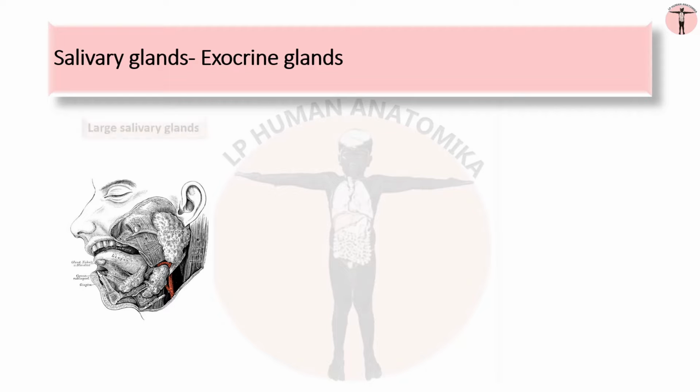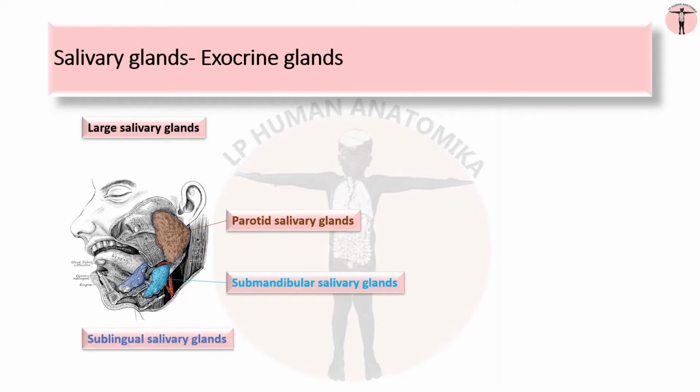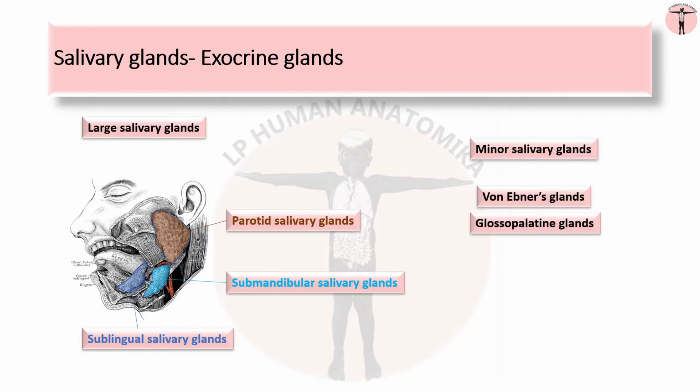There are three pairs of large salivary glands, the parotid, submandibular and sublingual glands, and numerous minor mucosal salivary glands throughout the oral cavity, which secrete about 10% of the total volume of saliva. Now, some of the minor salivary glands are von Ebner's glands in tongue, glossopalatine in palatoglossal and palatopharyngeal arches, buccal glands in cheeks, and the labial glands in lips.